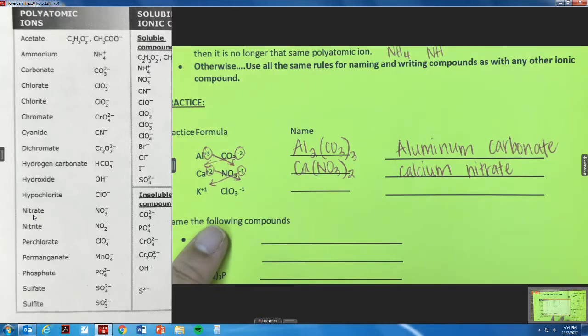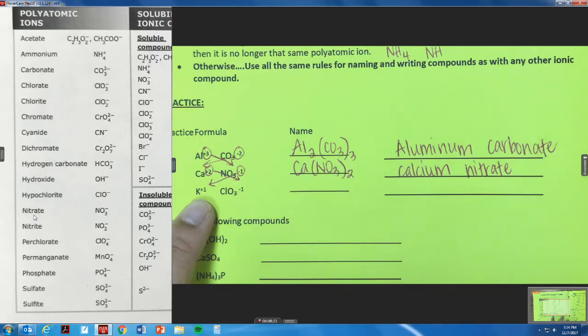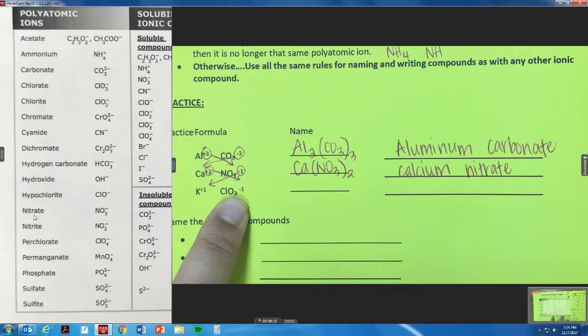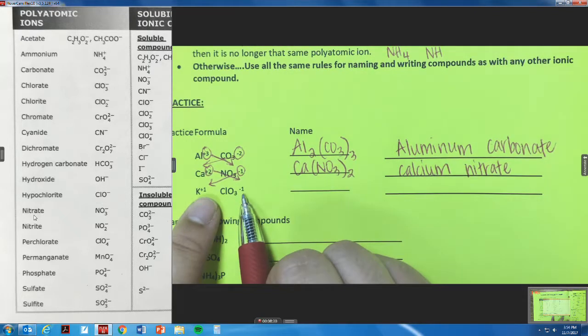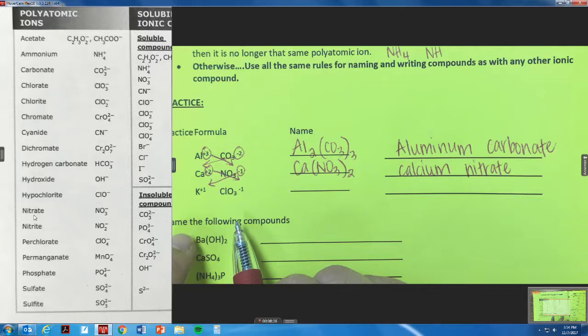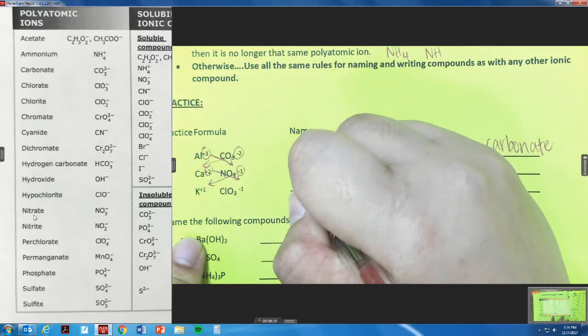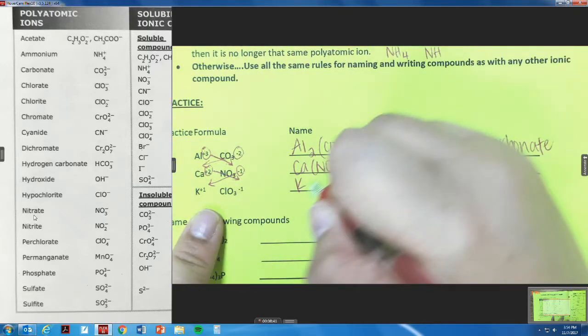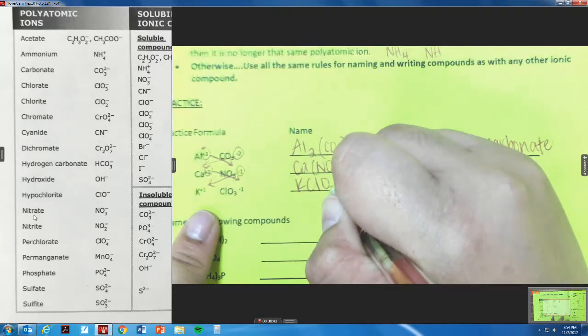We have potassium, positive 1, and ClO3 with a negative 1 charge. So remember, if your charges are the same, they're going to cancel each other out. Okay, so you're going to end up with no subscripts. Okay, so then your formula is therefore KClO3.